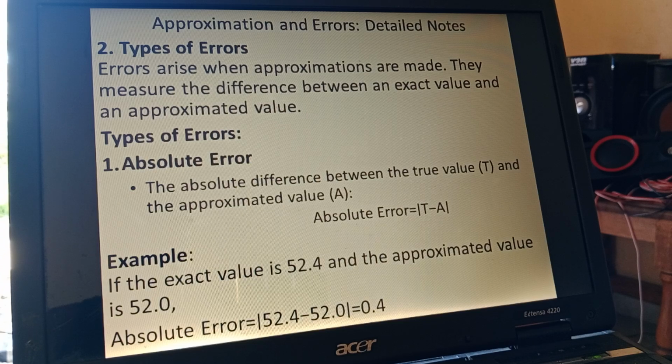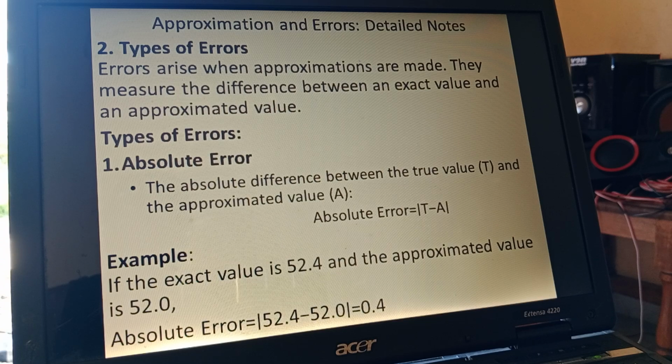Types of errors. Errors arise when approximations are made. They measure the difference between an exact value and an approximated value. The first type is absolute error. The absolute difference between the true value and the approximated value. And absolute error is always the true value minus the approximated value.